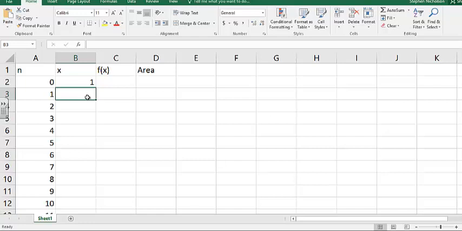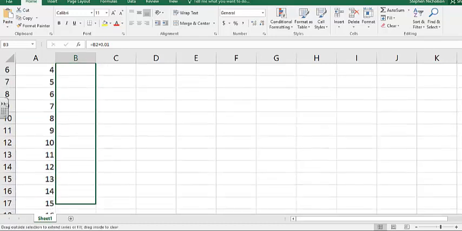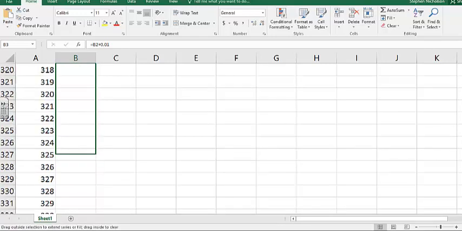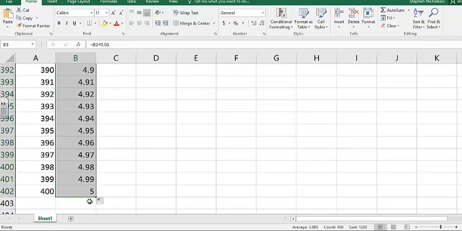So one way to increment this is, because we're starting at 1 and not at 0, we would put the equal sign in there, the old value of x plus 0.01. So you get 1.01, and then we could just take that formula and drag it all the way down until we get to the end. And it should be 5 when it gets to the end. Okay, so you can see it goes between 1 and 5.